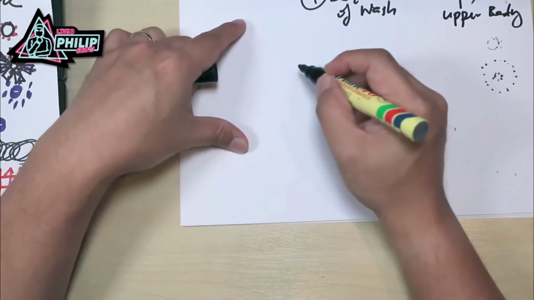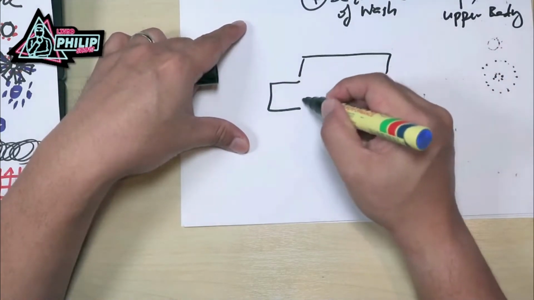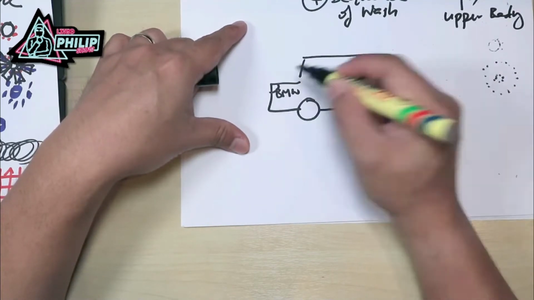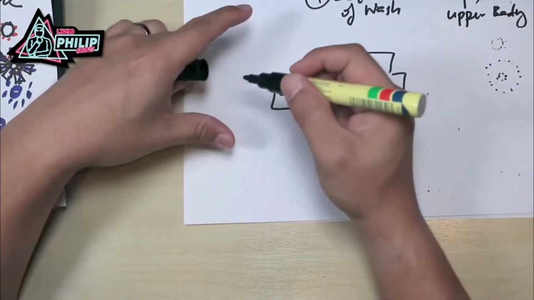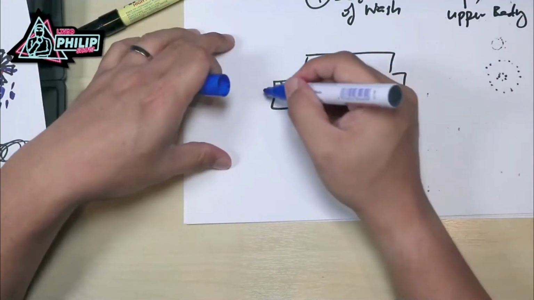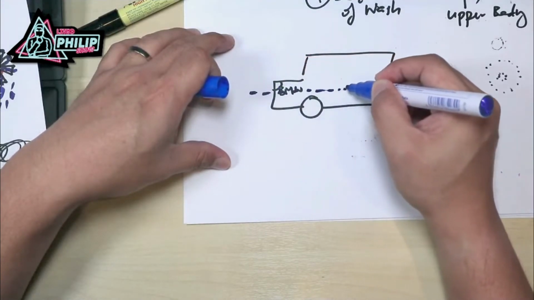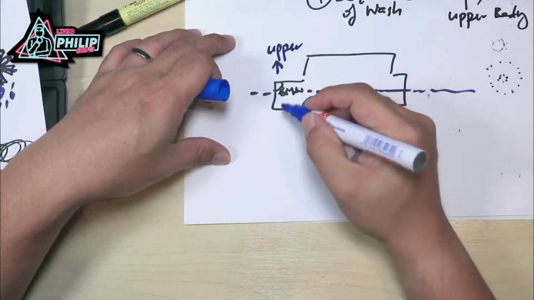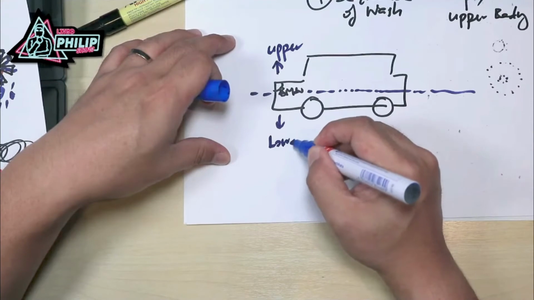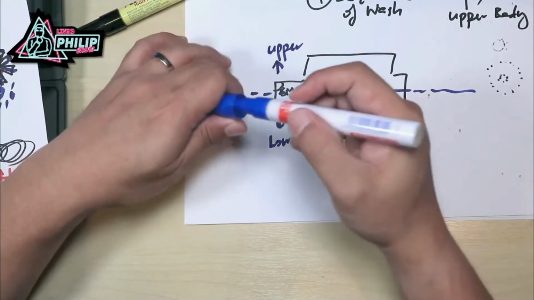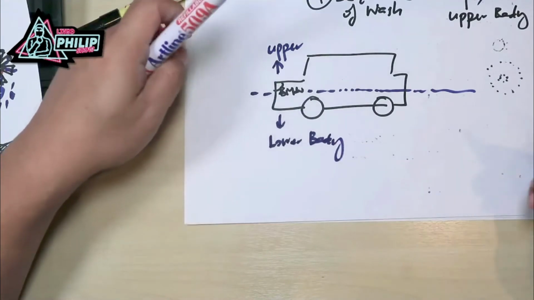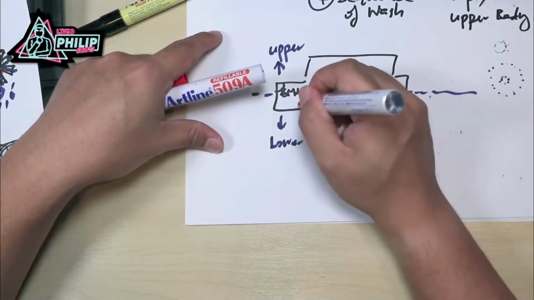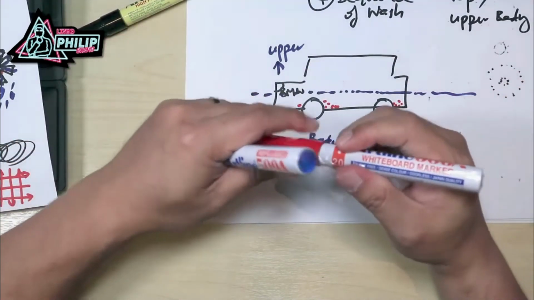Kenapa? So macam ni. Ini kereta kami. This is our car, okay, BMW. Sorry for my drawing. Basically, we'll split it into half. Here we call it upper body, here we call it lower body. Lower body selalunya ada satu masalah, sebabkan dia selalu ada batu bawah sini. So that's why we have to be very extra careful when we wash.